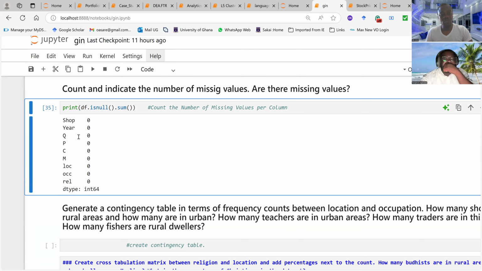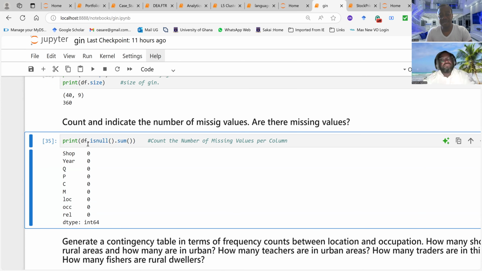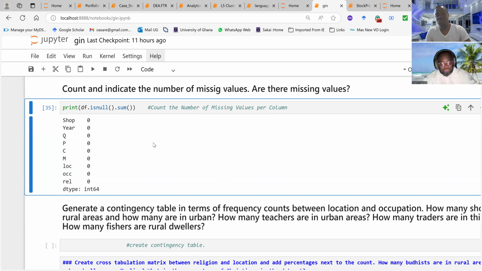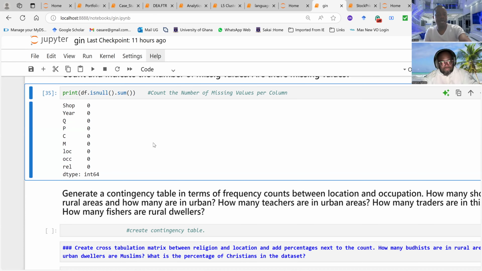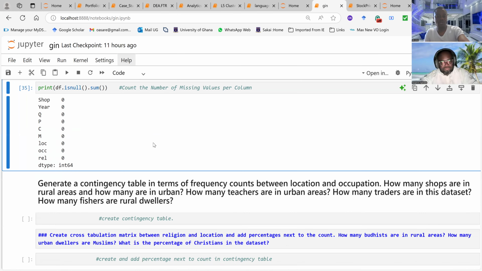All right. So that will give you the number of all the variables that you need. And you can see that there is no missing values. So that tells you that you don't have any missing values. So you can now proceed and then do your work.